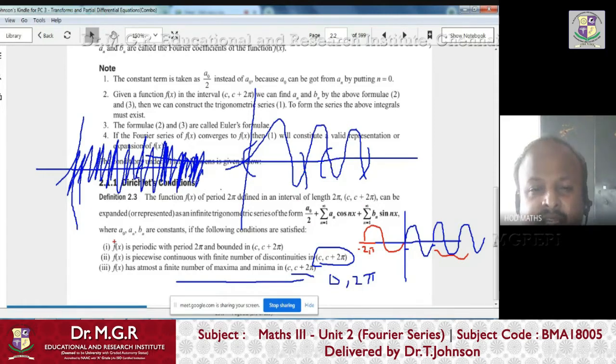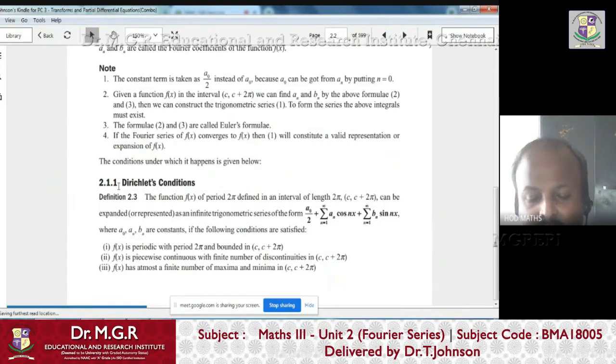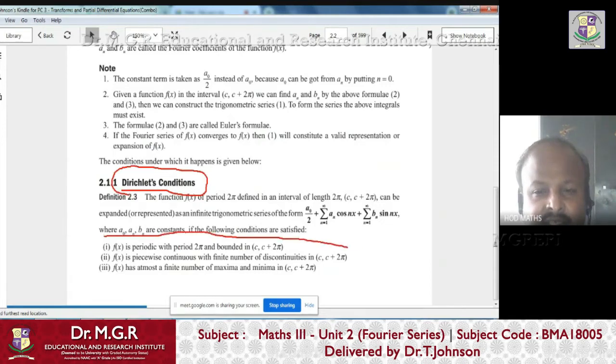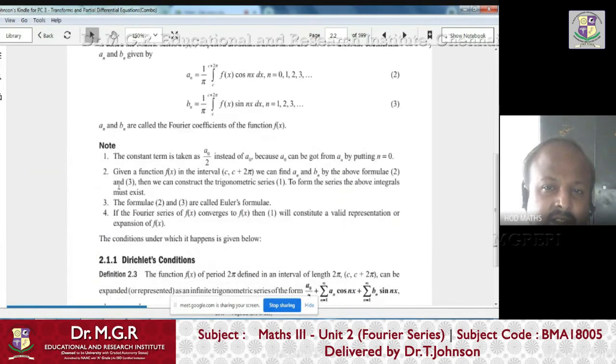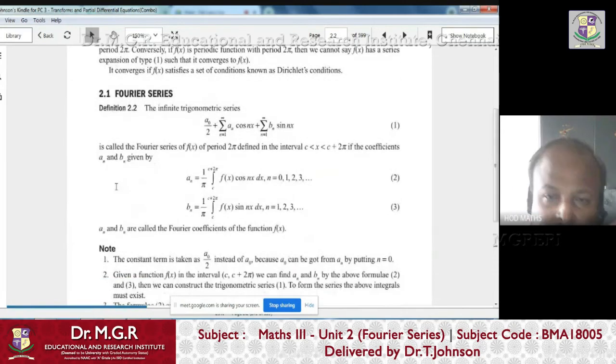So all these three conditions are called Dirichlet conditions. You can see here the word. So a function should satisfy all these Dirichlet conditions. Then only you can find the Fourier series, the Fourier series representation. Right. So now we come back to the Fourier series representation, right?